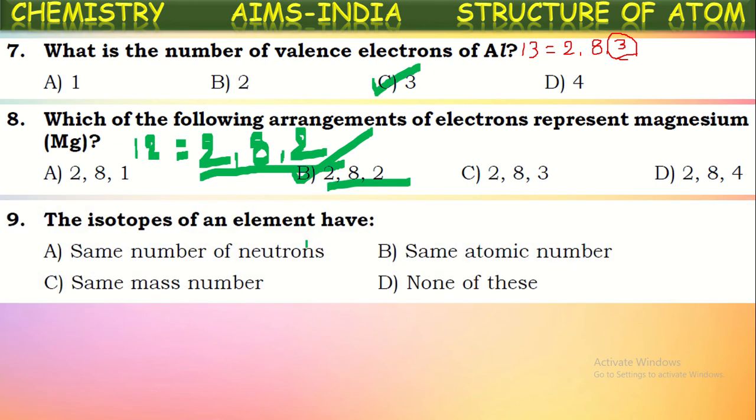Okay, next one. The isotopes of an element have. What are isotopes actually? The isotopes are the atoms of an element which have the same atomic number but different mass numbers.